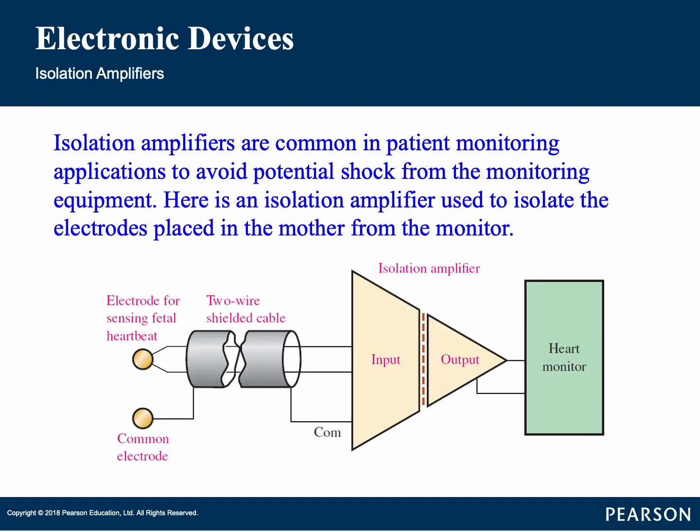As previously mentioned, the isolation amplifier is used in applications that require no common ground between a transducer and the processing circuit, where interfacing to sensitive equipment is required. Isolation amplifiers are common in patient monitoring applications to avoid potential shock from the monitoring equipment. Here is an example of an isolation amplifier used to isolate the electrode paste on the mother from the monitor.